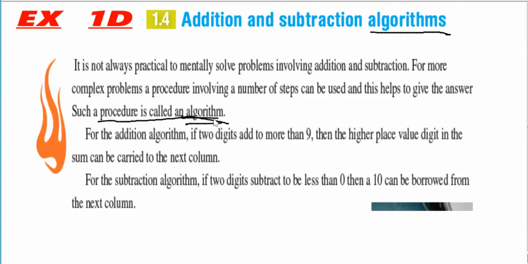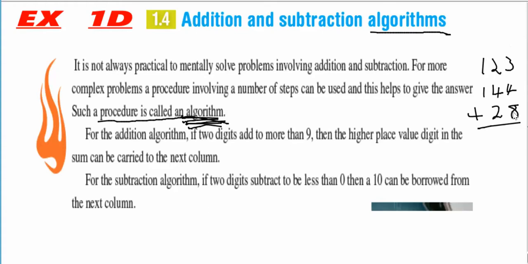I'm sure you've used this algorithm in primary school in your maths and have learnt it, and we're just going to reinforce that in this exercise. So the addition algorithm is basically adding in columns. So 123 plus 144 plus 28, and you are working in columns. When we are working in columns, if two digits add to more than 9, then the higher placed value digit in the sum gets carried to the next column.